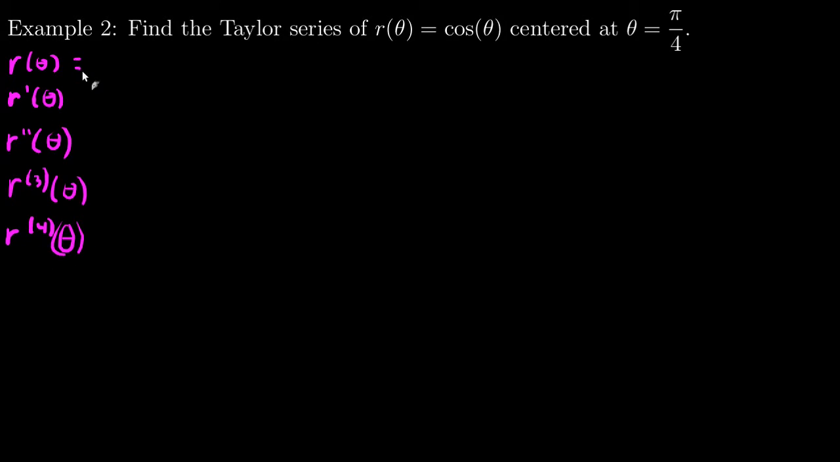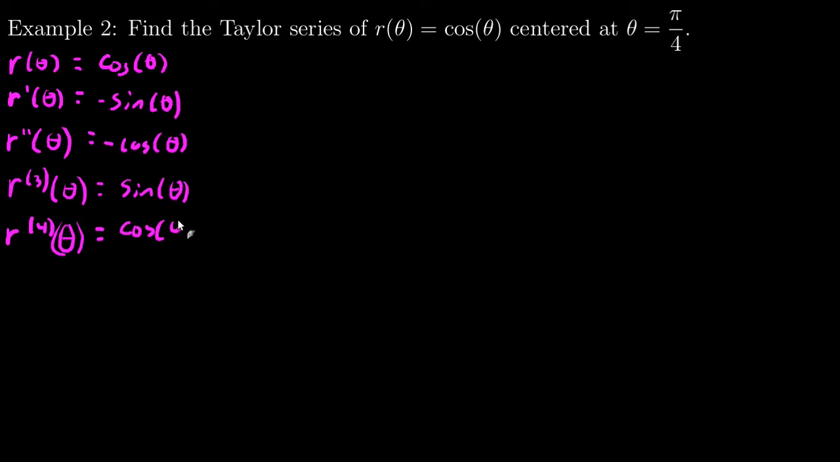Okay, so the original function is cosine theta. The derivative of that is negative sine theta. The derivative of that is negative cosine theta. The derivative of that is positive sine theta. And the derivative of that is positive cosine theta. So I've cycled all the way back. I'm evaluating each of these at, not x, sorry, theta equals pi over 4.